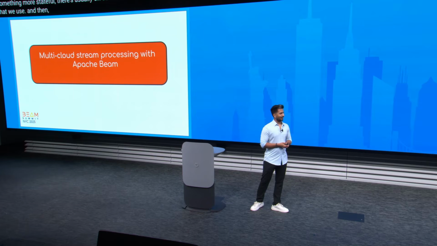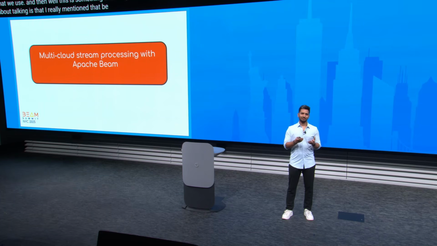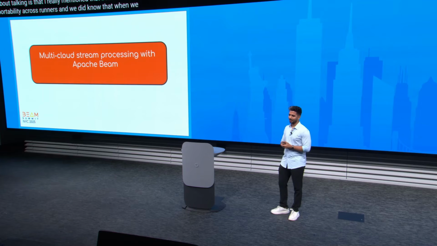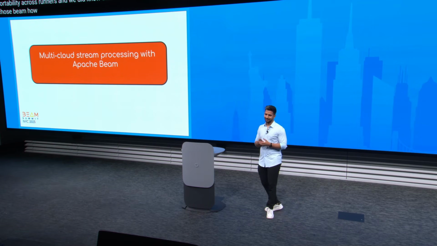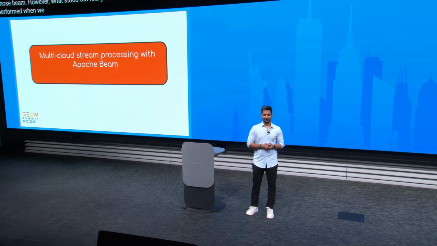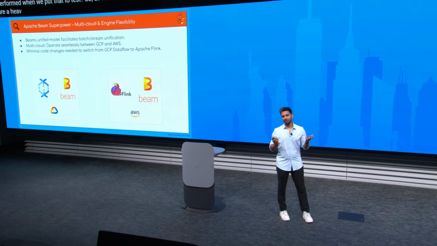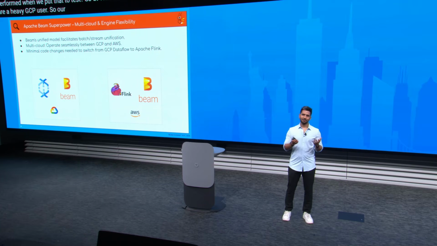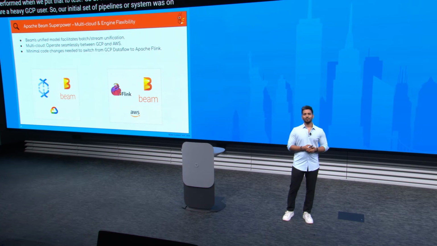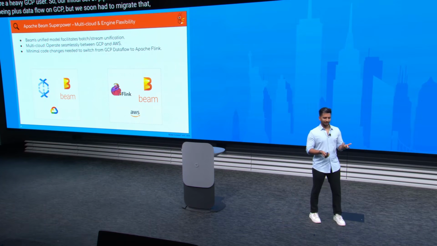And then this is something that I'm particularly excited about talking about. I earlier mentioned that Beam has portability across runners, and we did know that when we chose Beam. However, what stood out really well to us was how well it performed when we put that to the test. At TRM Labs, as I mentioned, we are a heavy GCP user. Our initial set of pipelines was on Beam plus Dataflow on GCP, but we soon had to migrate that to AWS as well.